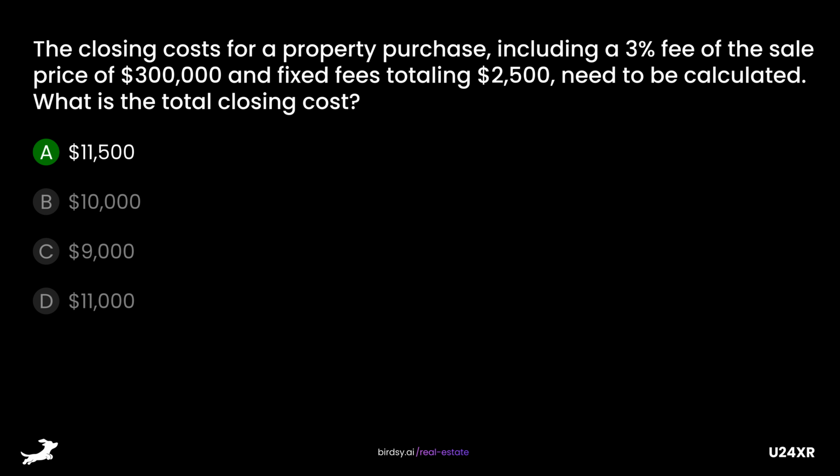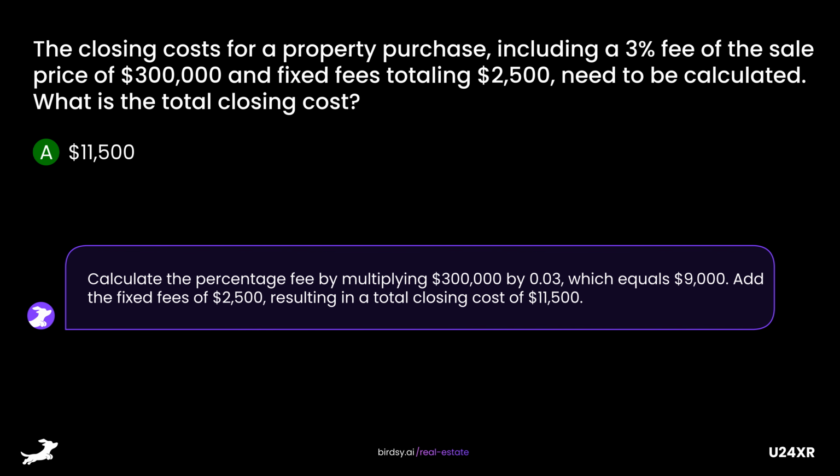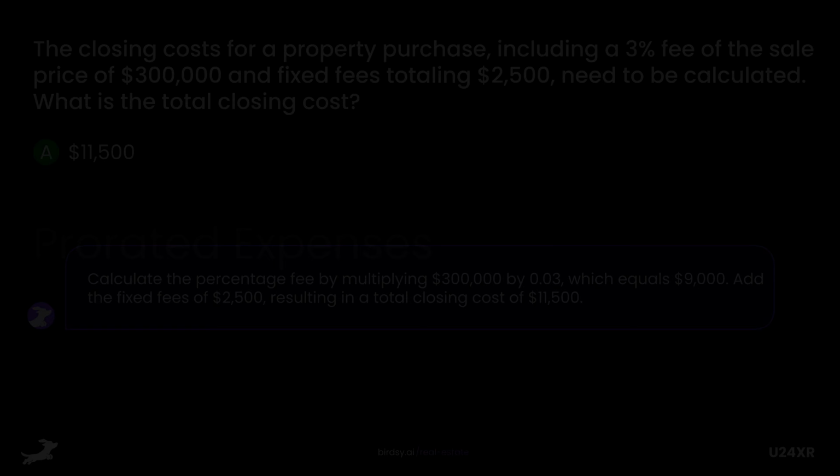The answer is A, $11,500. To calculate the percentage fee, multiply $300,000 by 0.03, which equals $9,000. Add the fixed fees of $2,500, resulting in a total closing cost of $11,500.